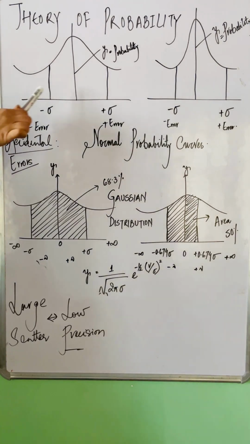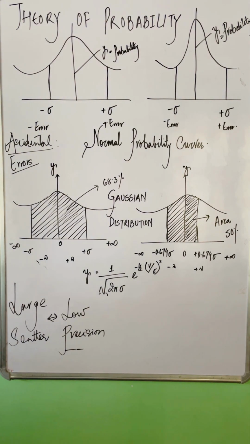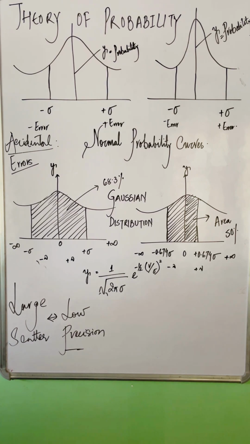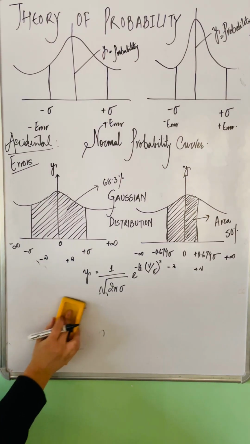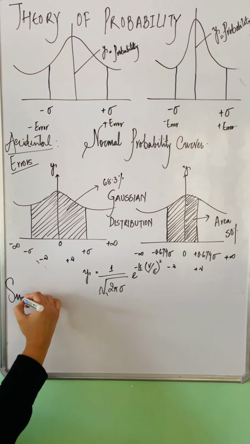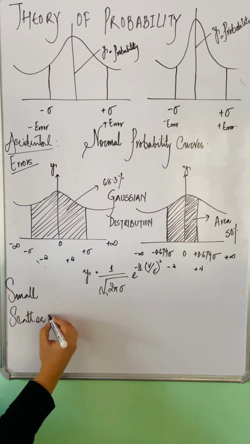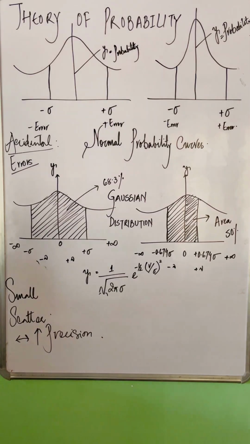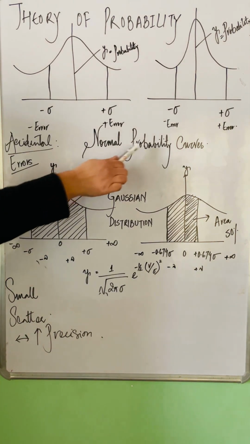Large scatter means low precision. In figure 2 of the normal probability curve, you can see that this is a relatively tall and thin curve, and it indicates small scatter, and small scatter indicates high precision. So in this probability curve, large scatter means low precision, and in this one, small scatter means very high precision. And we must note some points regarding these normal probability curves.